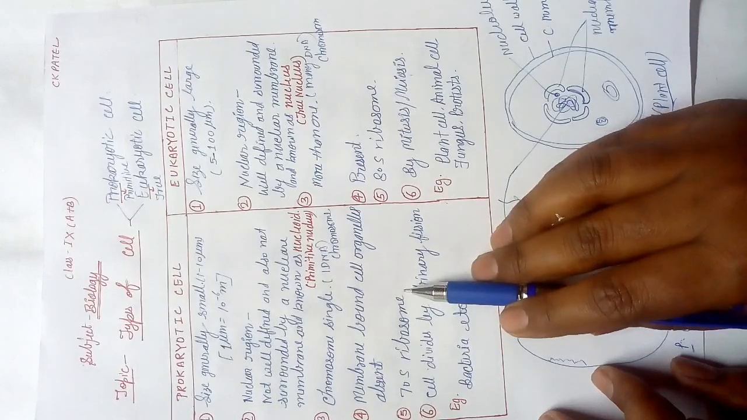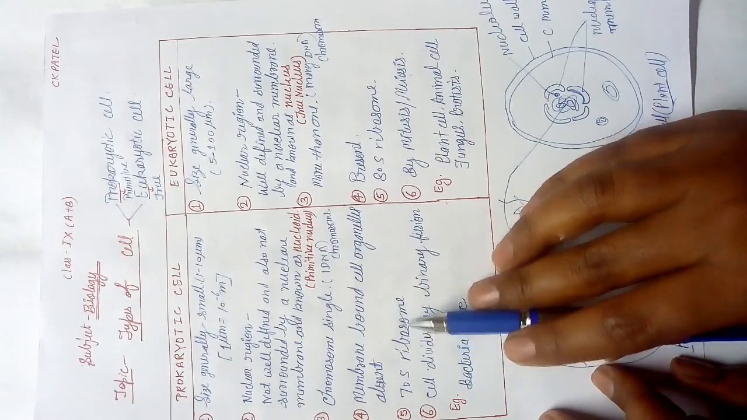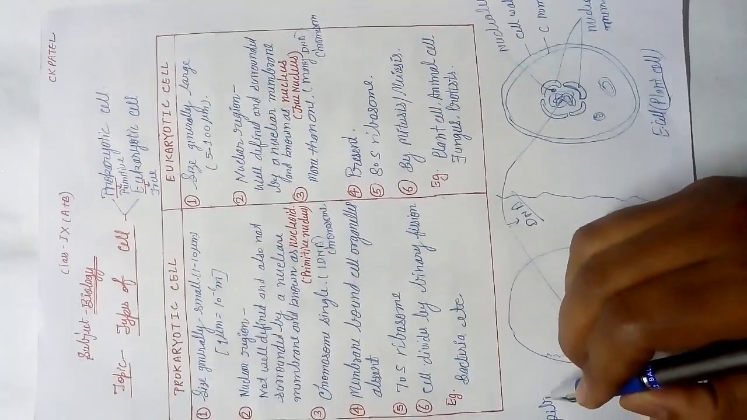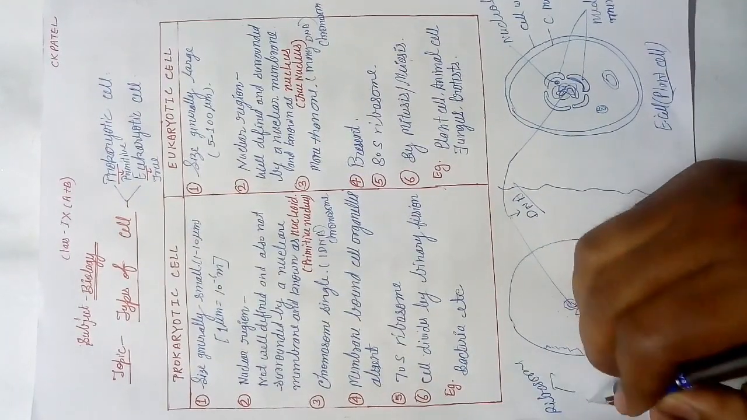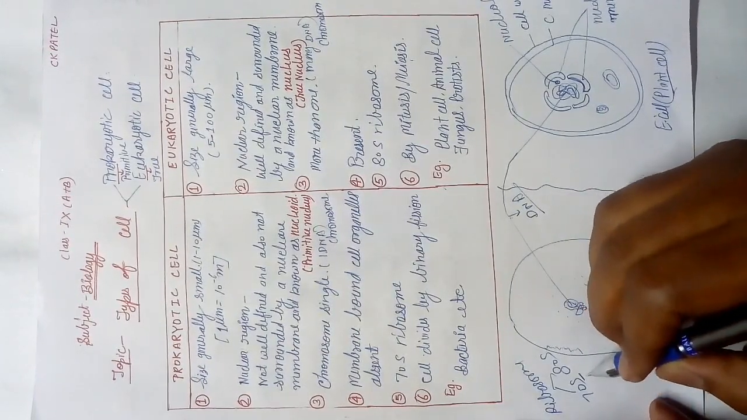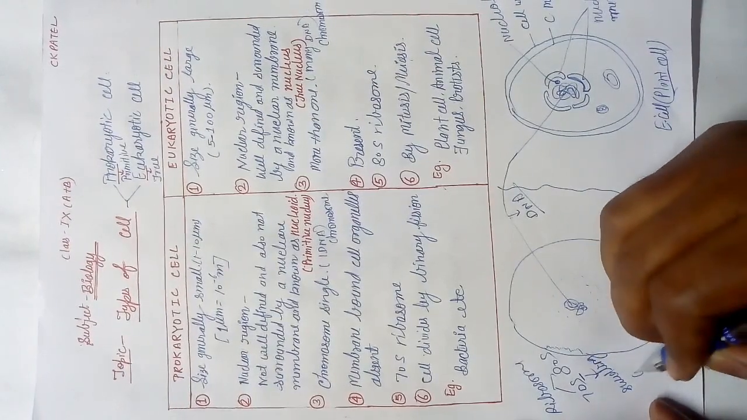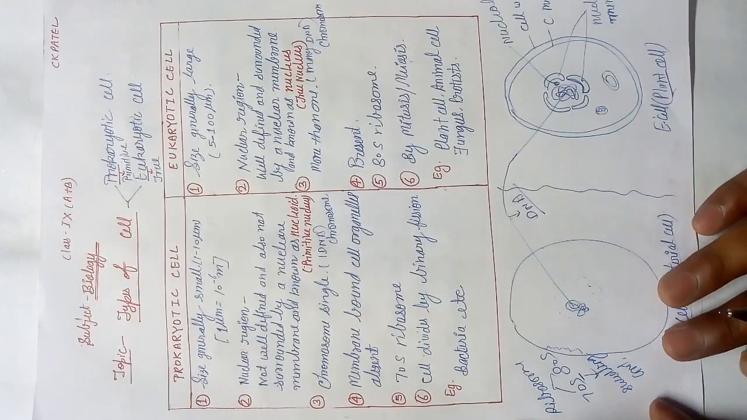70S ribosome. I will tell you what the ribosome is. It plays a very important role in protein synthesis. So ribosomes are of two types, 70S and 80S. Okay, as for the Svedberg constant, Svedberg comes from the name of a scientist.